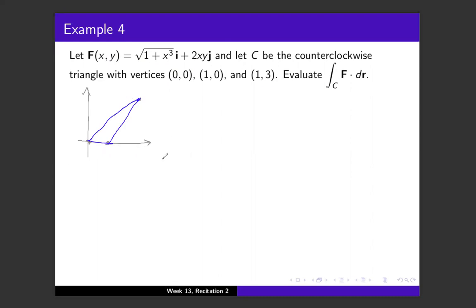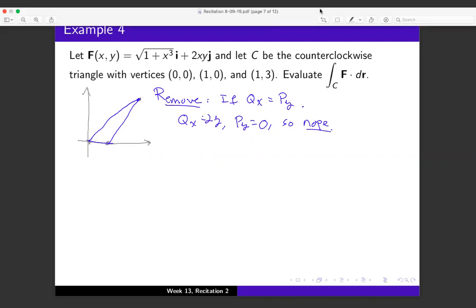So what can we say? Well, can we remove an integral? We can only remove an integral if the gradient, we can only remove an integral if Q_x is equal to P_y. Well, Q_x is 2y, but P_y is 0. So that's not an option for us. That's okay.